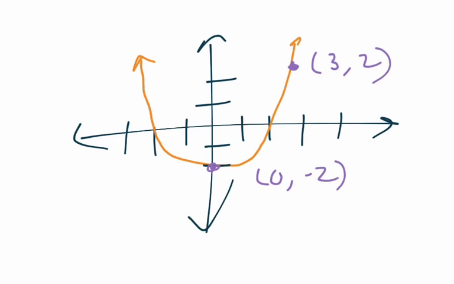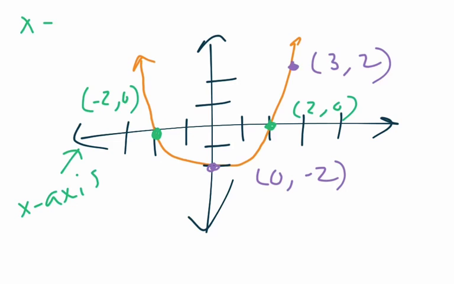So I'll give one more example here. So this is a graph of something, okay? The x-axis, that is the x-axis, okay? It's always the horizontal axis. This particular graph has 2 x-intercepts. And the x-intercepts are at (-2, 0) and (2, 0). So there are 2 x-intercepts.